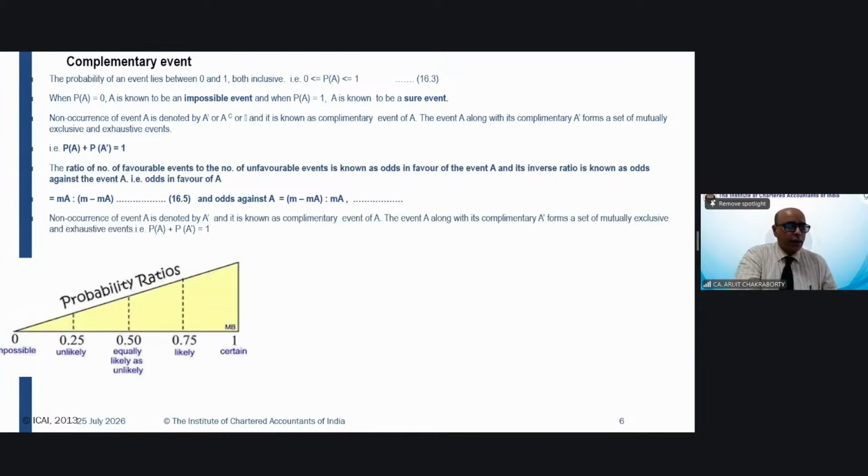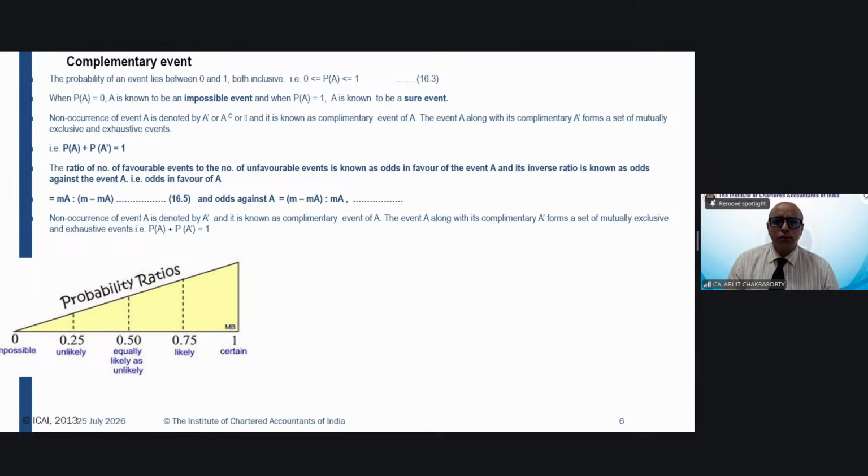Finally, we will look at some of the ratios through this small diagram. You can see when we say it is 0, we say impossible, probability 0. When typically we think of a probability 0.25, we say unlikely. When the probability of an event is 0.5, we say equally likely.